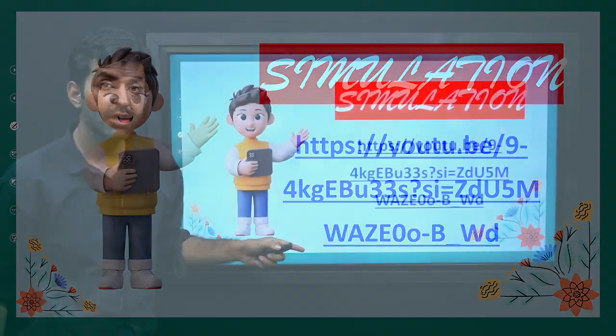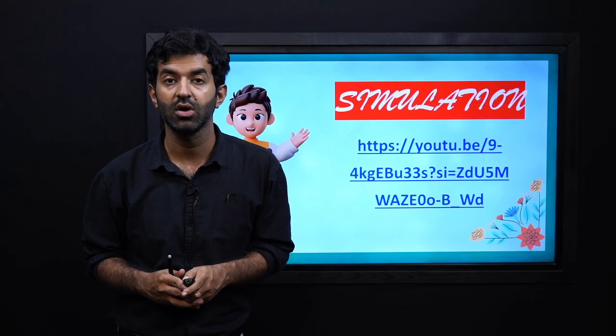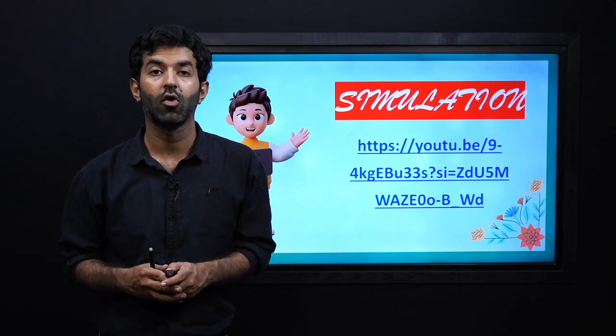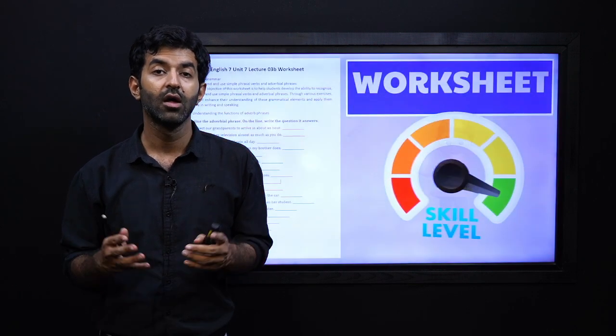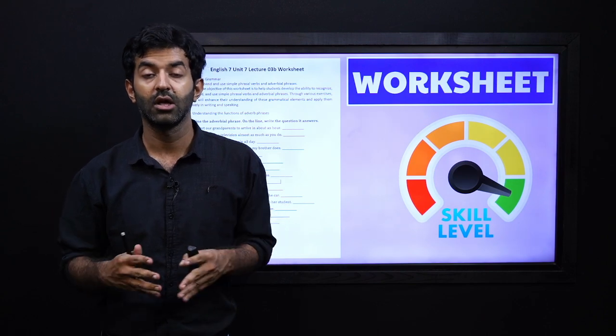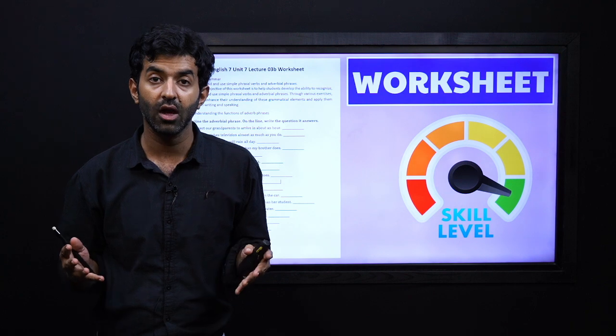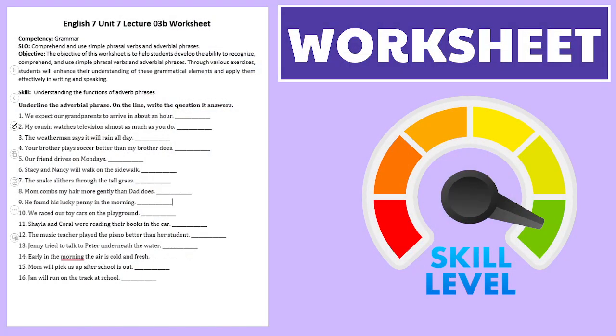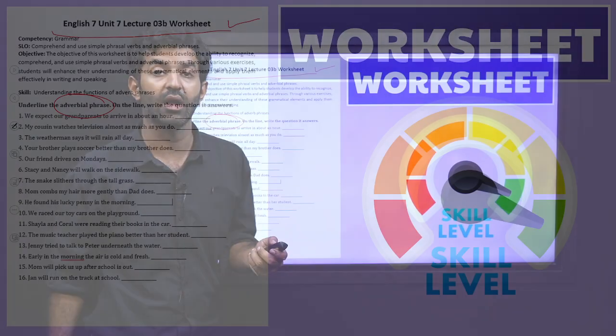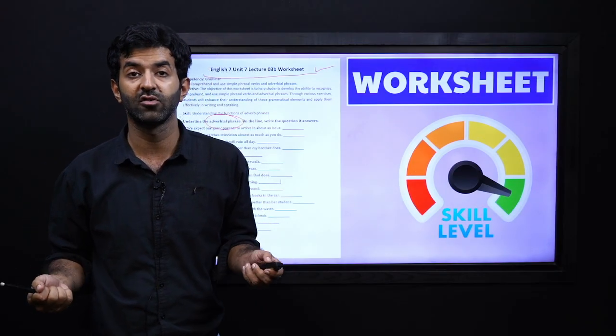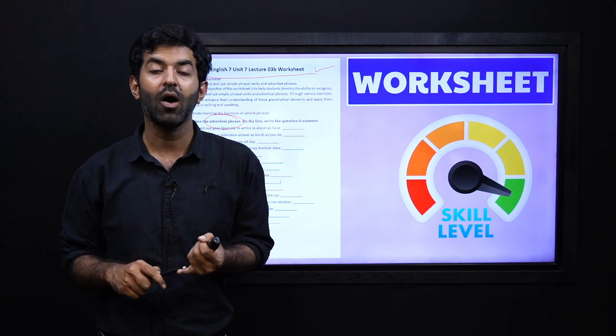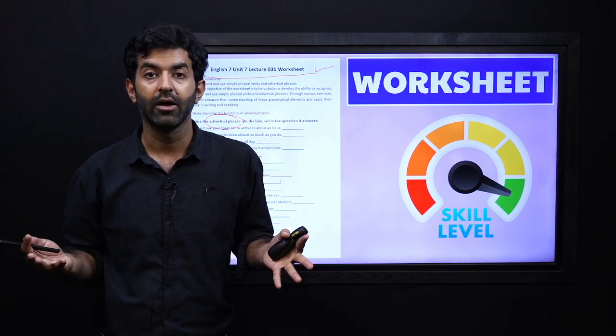All right, the simulation link is added for extra information and extensive learning that you can have anytime, even right after watching the video that you're watching right now. For the worksheet, we have a worksheet according to your main lesson. You have to underline the adverbial phrases and write the question it answers. What kind of question is it answering? Is it answering when, how, where, or why?